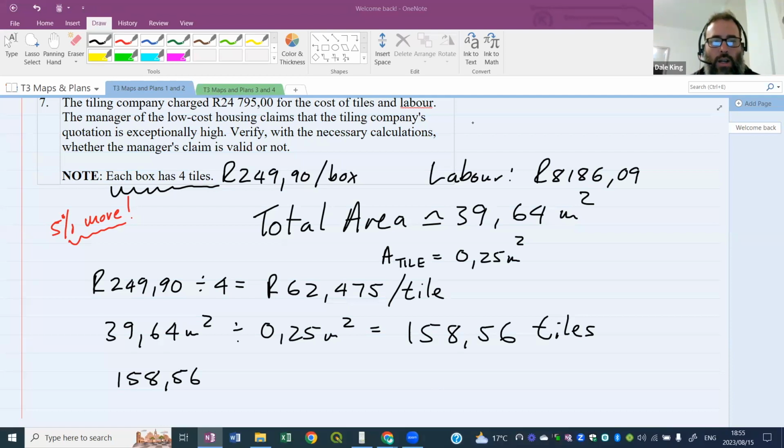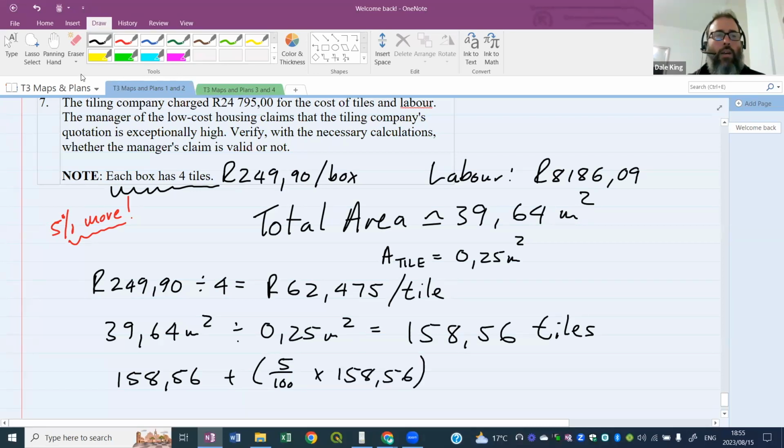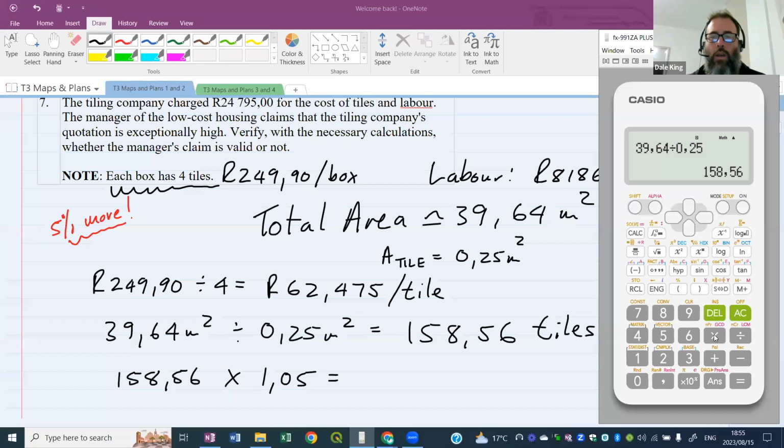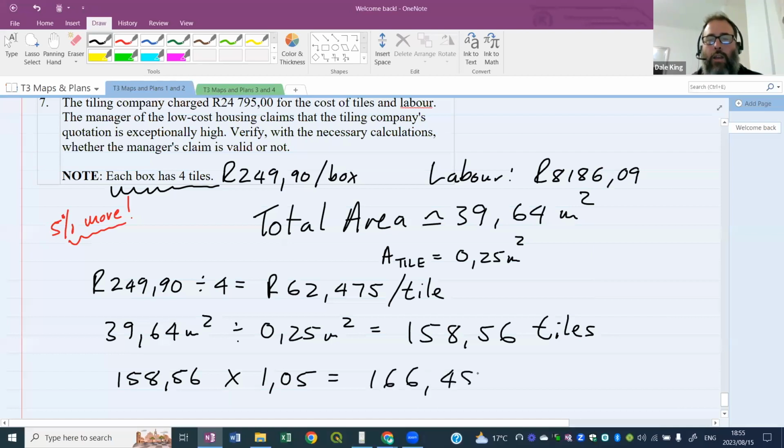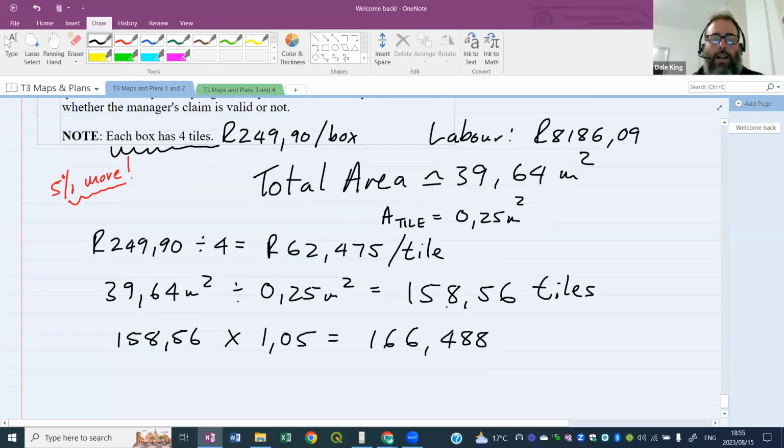So you can either say 158.56 plus 5% times 158.56, or you can do the short way, which is just 158.56 times 1.05. I taught you guys that at the beginning of the year. I hope you remember. That's a quick one-step way to do it. So I'm not even going to round off yet. Like Ben said, do not round off during the question. Just add on your 5%, which gives you 166.488.